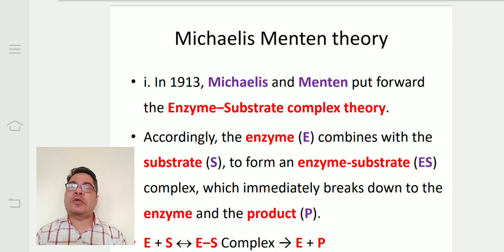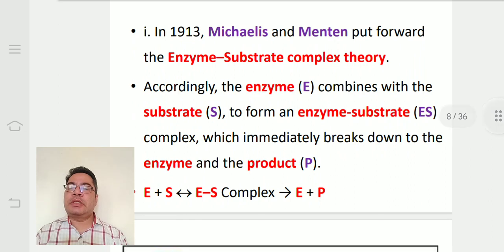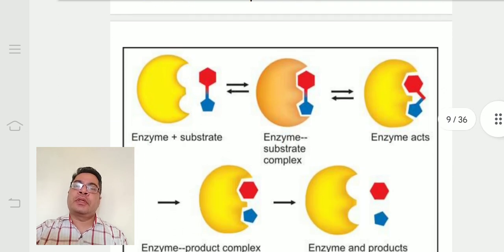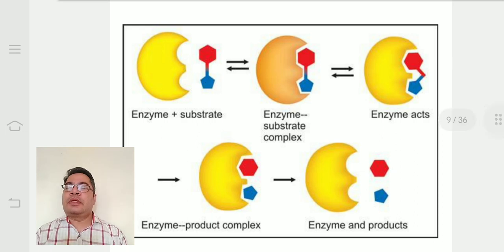E plus S gives rise to ES complex, further leading to E plus P, or enzyme plus product. In this diagram, we can see that enzyme plus substrate form the enzyme substrate complex. The enzyme acts on the substrate, finally leading to the enzyme product complex, and enzyme and products are released.